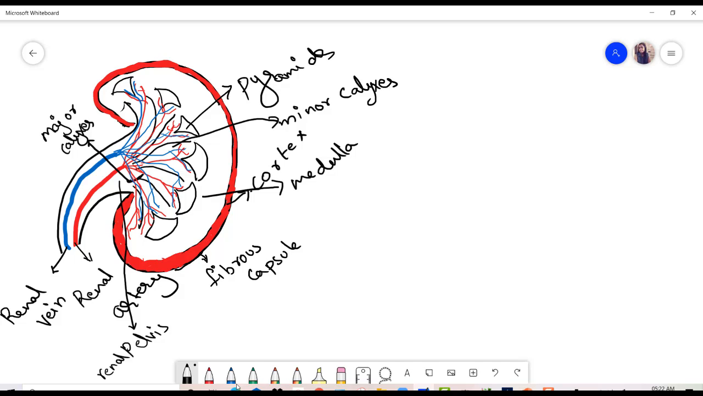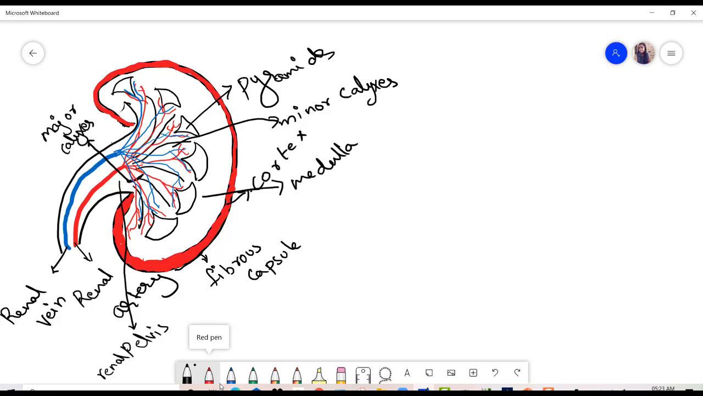This is the major calyx and this is the minor calyx, and this is the renal artery through which nutrients and blood are supplied to each and every part of the kidney. Here I have kept it till the pyramids only, but it will go into the cortex. And this area is the renal pelvis.